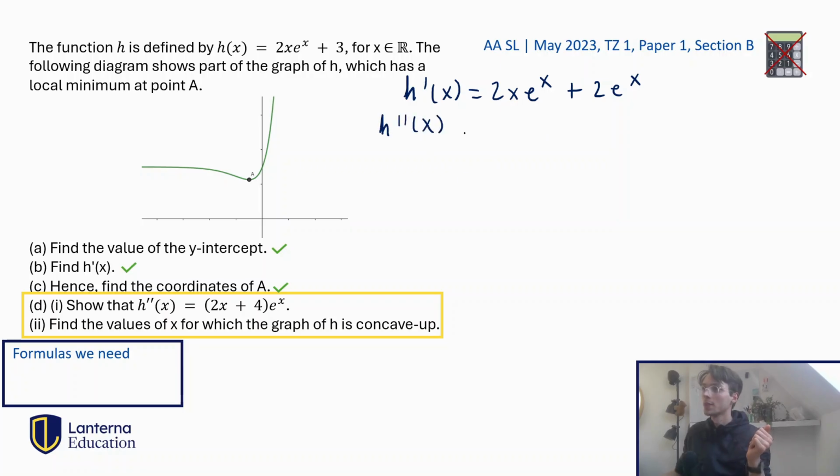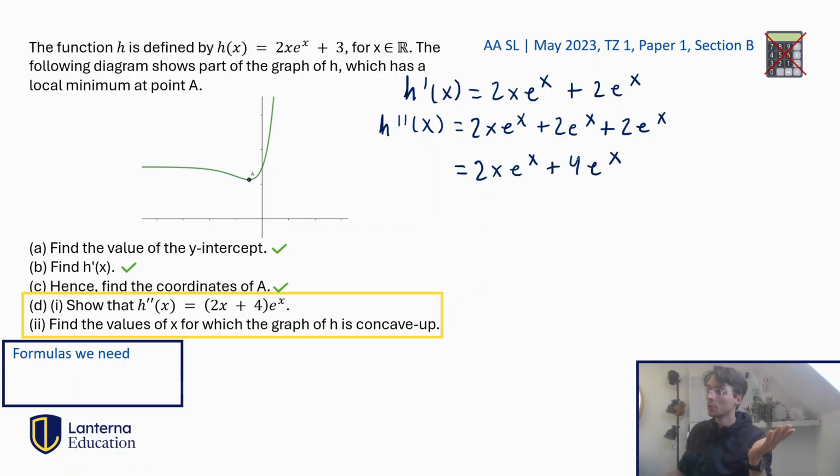h double dash of x, well, we've got the product rule once more. We've differentiated this exactly before, so I'll just write it out very quickly. Like so. And then 2e to the power of x differentiated doesn't change, that's just 2e to the power of x. Aha, we can add those two together, right? So then I get 2x e to the power of x plus 4e to the power of x. Okay, I can factorize the e to the power of x out because it is in both terms. And finally I get 2x plus 4, brackets around it, multiplied by e to the power of x.